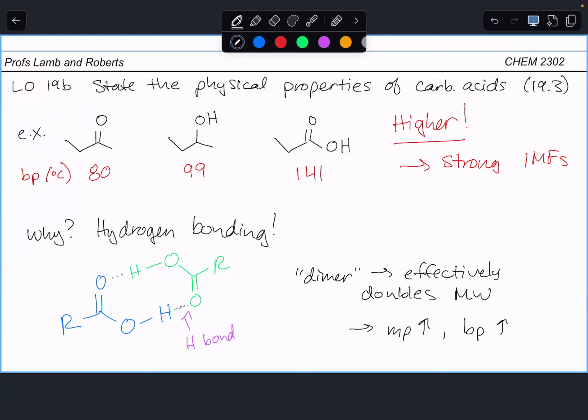Questions on any of that? Kind of our structure and bonding, just introduction to carboxylic acids. Yeah, dimer is when you have two of the same thing coming together. We have two carboxylic acids that are sort of making one molecule-ish, right? It's not actually one molecule, but they're strongly associated with each other. Yeah, good question. All right, so that's kind of our intro to carboxylic acids.